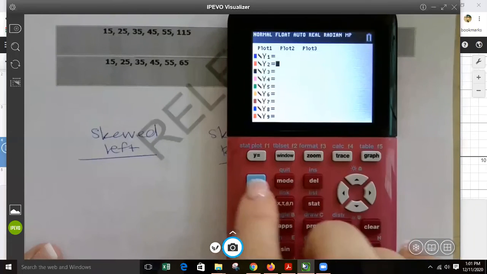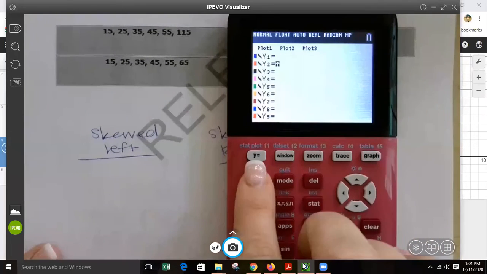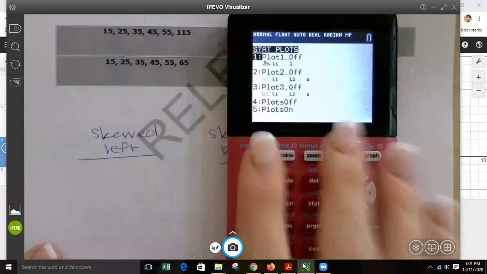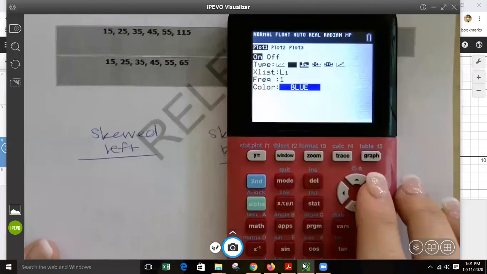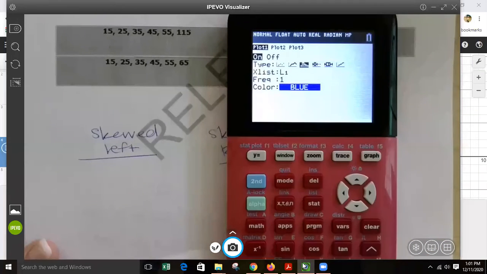You're going to go to second y equals, so the blue key and y equals, and we're going to hit enter. We're going to turn this plot on, and we're going to go to a box plot. And I like the one with the little dots. Okay, that shows your outliers. Typically in Math 1, you don't deal with any outliers. And I'll write all these steps down in just a minute.